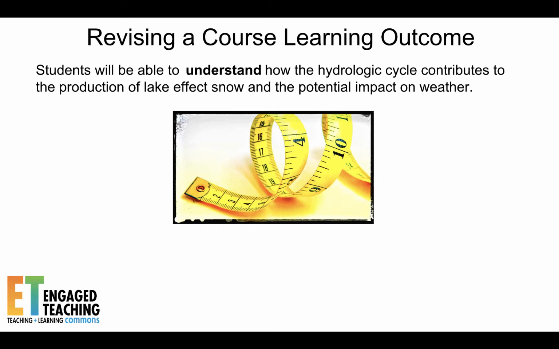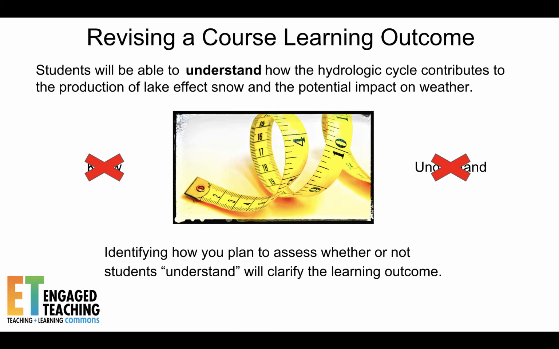As instructors, we may have a clear idea of what knowing or understanding looks like in terms of student performance. However, there may be a disconnect between what we think demonstrates understanding versus what our students think demonstrates understanding. To add clarity, we should ask ourselves, what would students be able to do if they understood? So now, let's revise an existing course learning outcome.